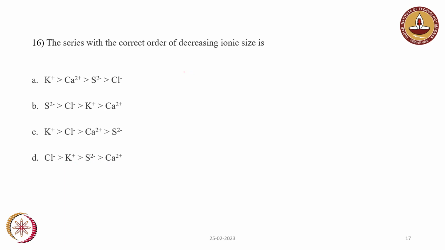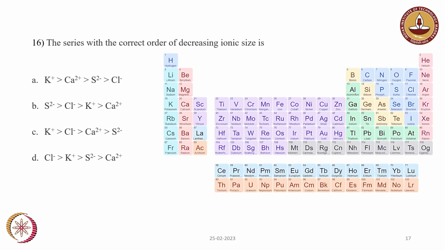So all these ions are isoelectronic. In the periodic table, S is given as S2 minus, chlorine is given as chloride, K is given as K plus, and calcium is given as Ca2 plus. So all these have the same configuration as the inert gas argon.